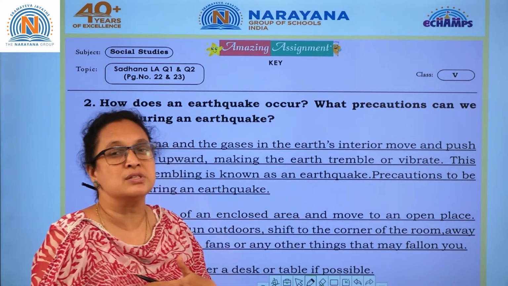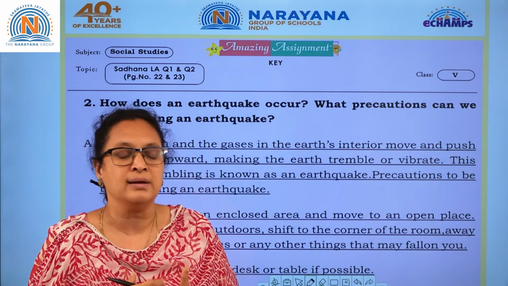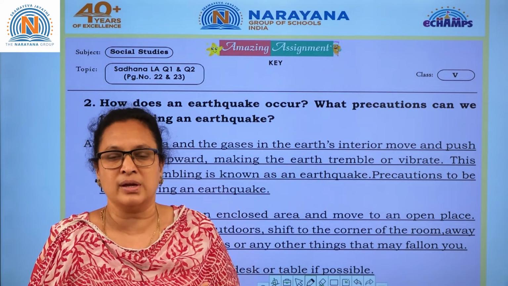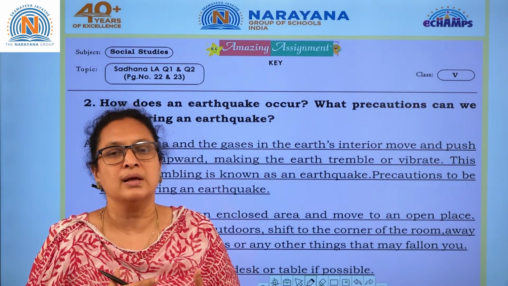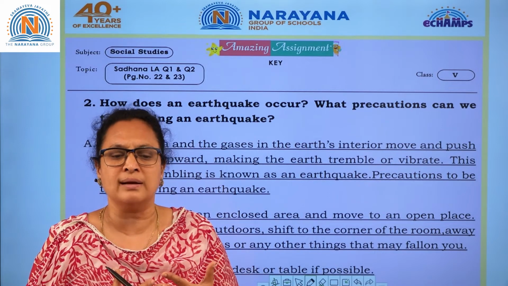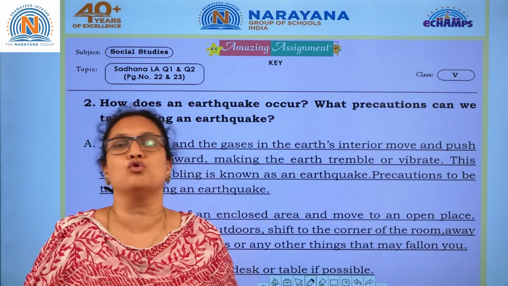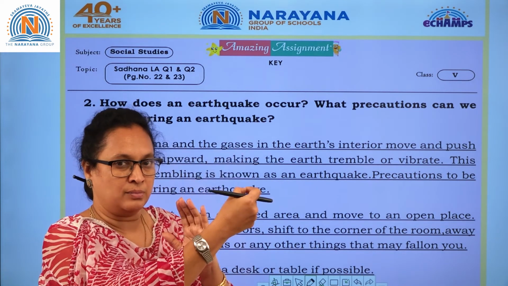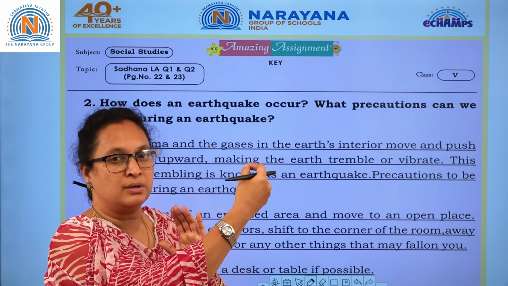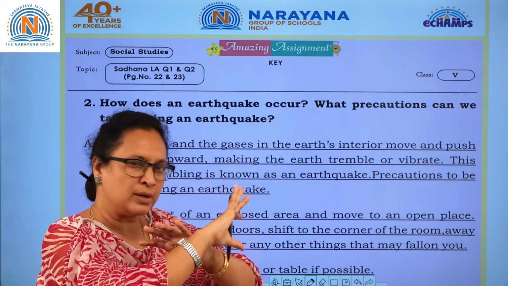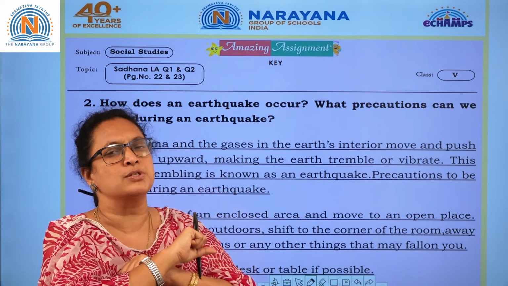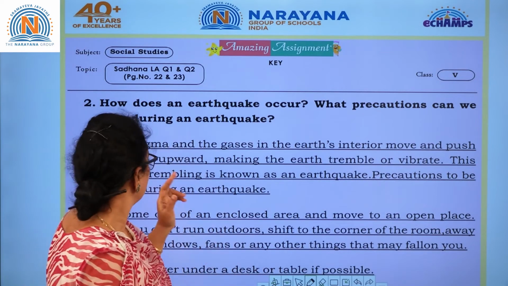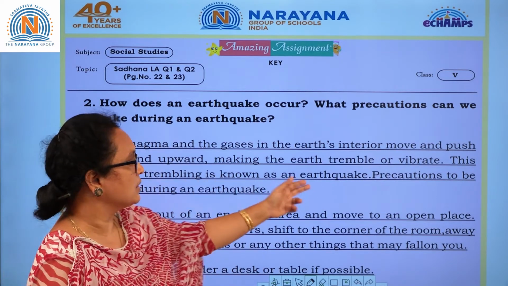Which country experiences more and more earthquakes? It's Japan. Japan is a country where the people are so used to earthquakes, and they make sure that life is normal again. In the Ring of Fire, in the eastern part of the world, including Japan, people experience more frequent volcanic eruptions and earthquakes. Okay, so violent trembling is known as the earthquake.